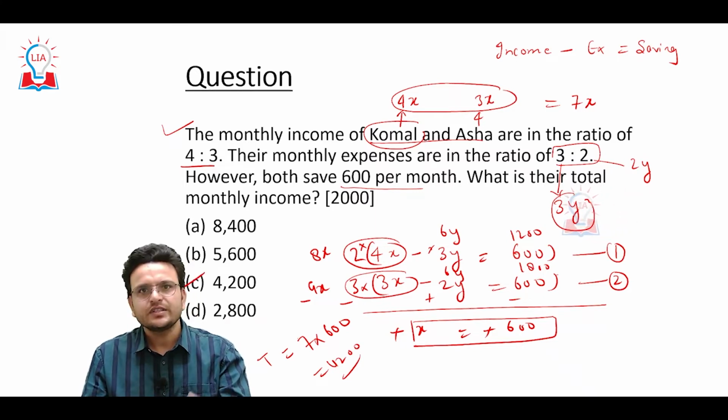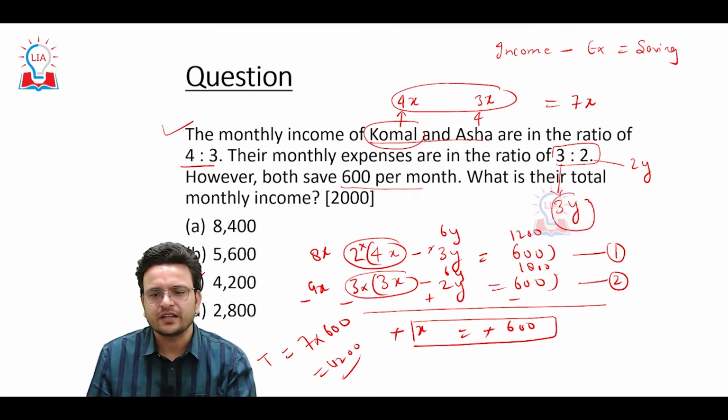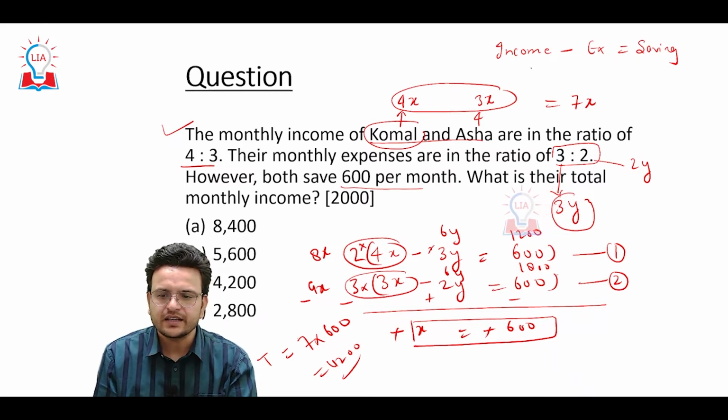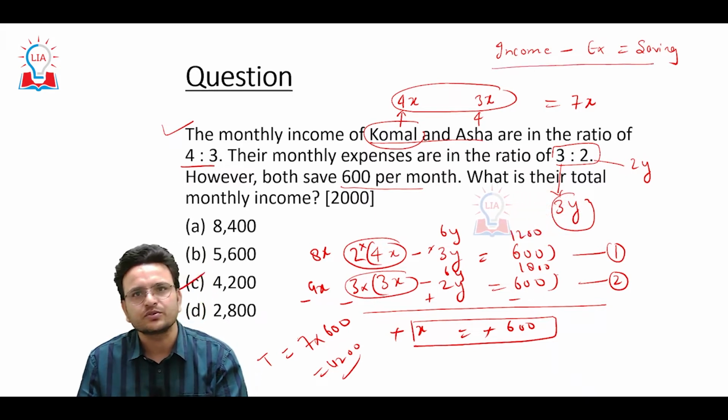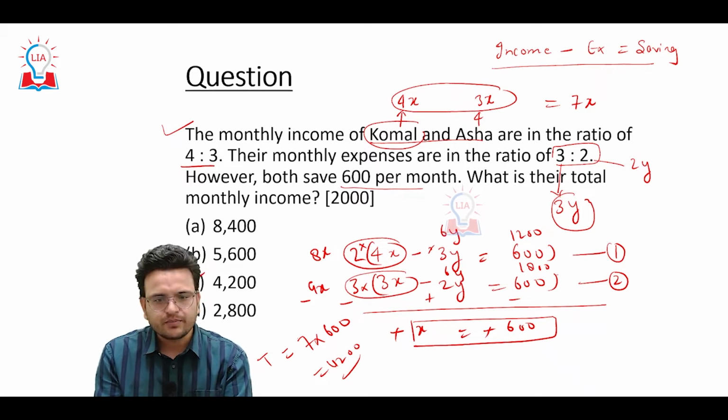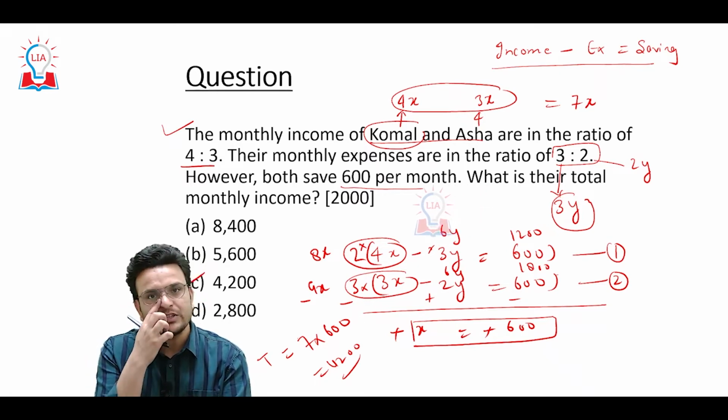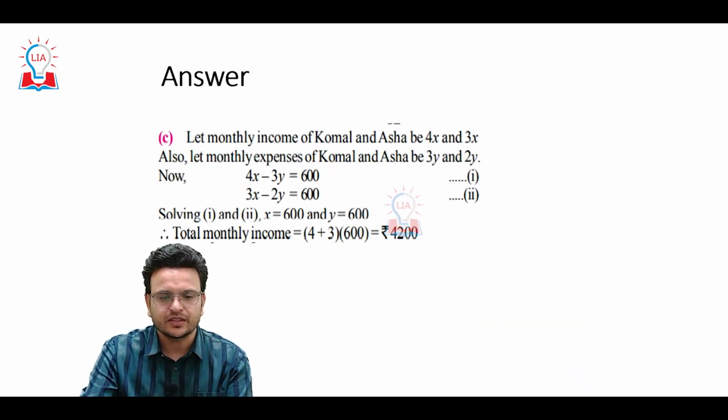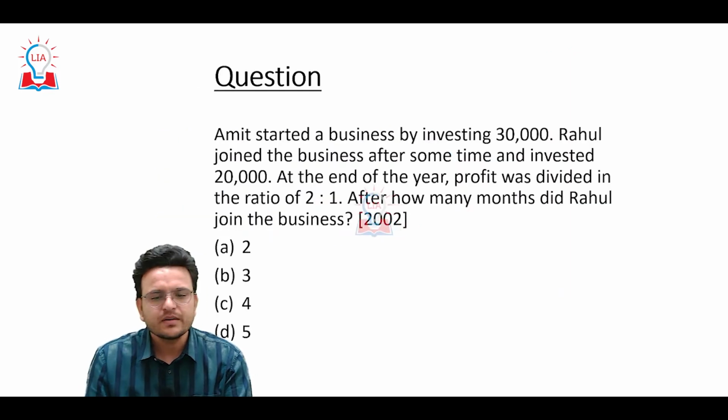If you see this particular question, it is not much difficult. The only thing you have to understand is income minus expenditure equals saving. You have to know some basics about ratio and proportion, then you are able to solve this particular question. Come to one more question.